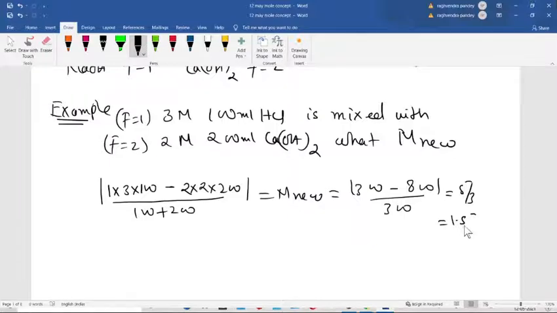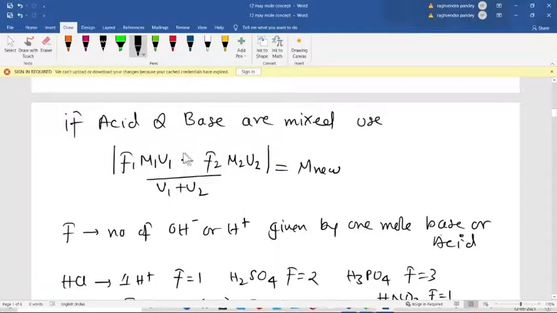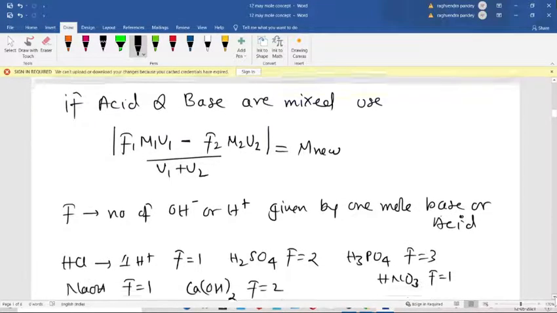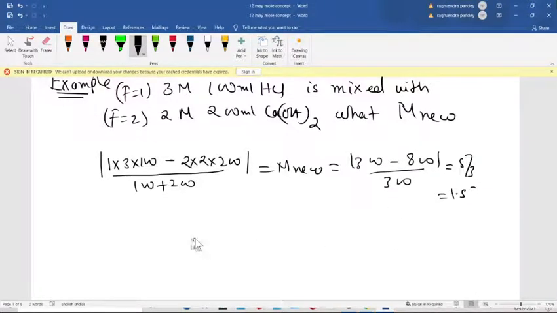So any doubt in this? Okay, that is only for acid plus base. Suppose they mix acid and acid, then you don't have to do this. Base plus base, you don't have to do this. This is only for acid plus base. If HNO3 and HCl are mixed, you have to use the previous formula, M1V1 plus M2V2 divided by V1 plus V2.